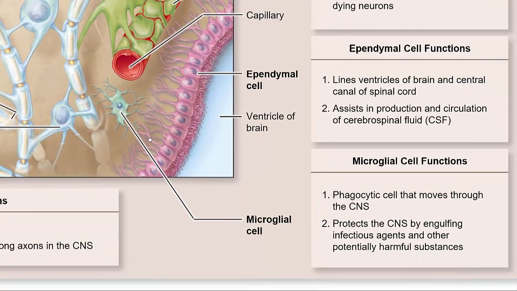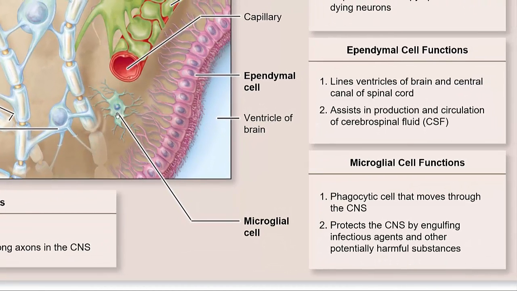Next, looking at the microglial cells. The role of the microglial cells is they help with immunity. Microglial cells are phagocytic cells that can ingest any type of harmful bacteria or viruses that may damage nervous tissue. They also have processes that can monitor the health of neurons.